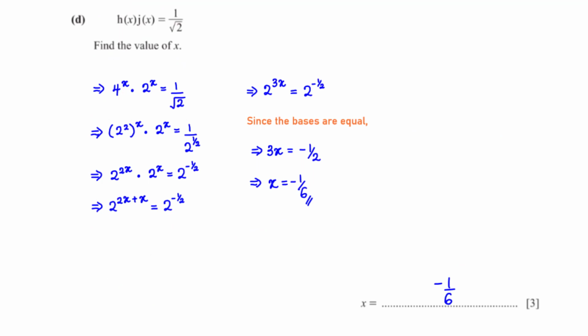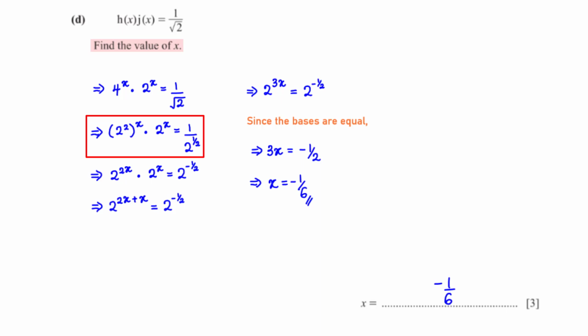H of x times j of x equals 1 over root 2. Find the value of x. H of x is 4 raised to the power x and j of x is 2 raised to the power x. So we have 4 raised to the power x times 2 raised to the power x equals 1 over root 2. 4 can be rewritten as 2 squared and square root of 2 can be rewritten as 2 raised to the power 1 over 2.